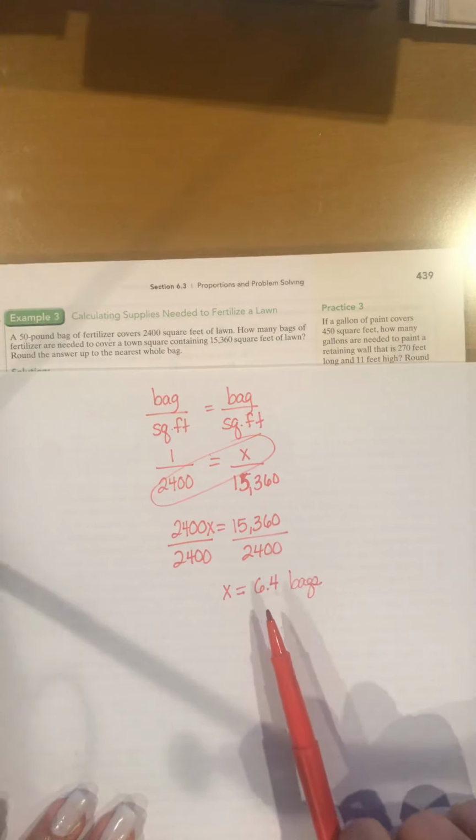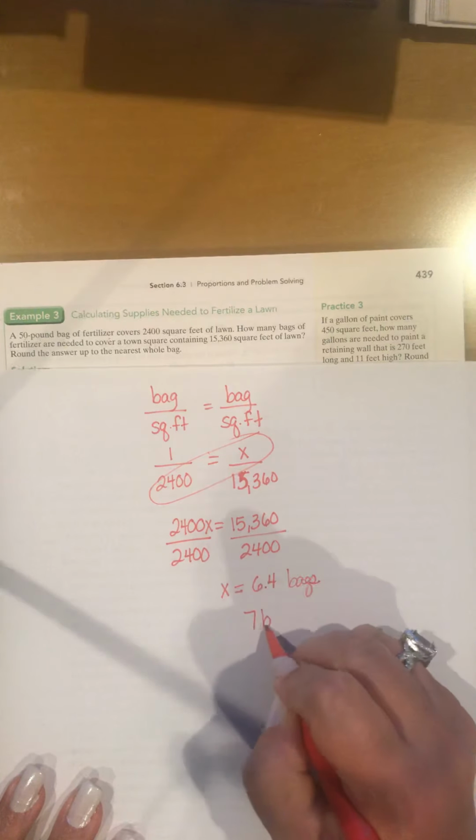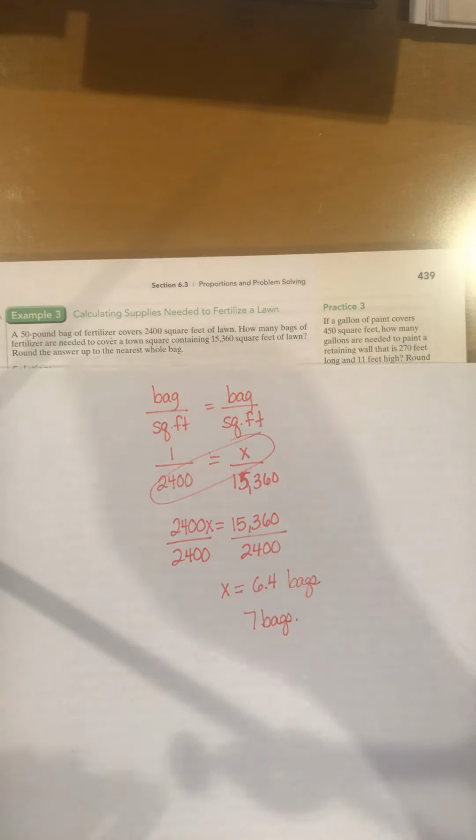But when we go to the store, we're not going to buy 6.4 bags. We're going to buy 7 bags. We want to make sure we have enough. And that concludes section 6.3.